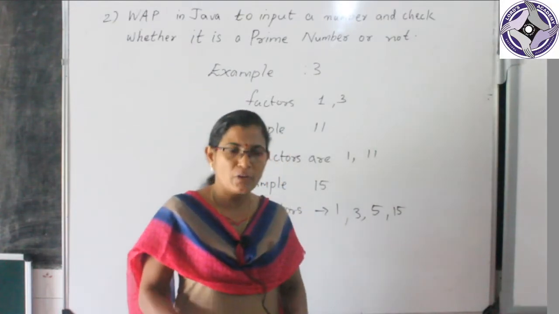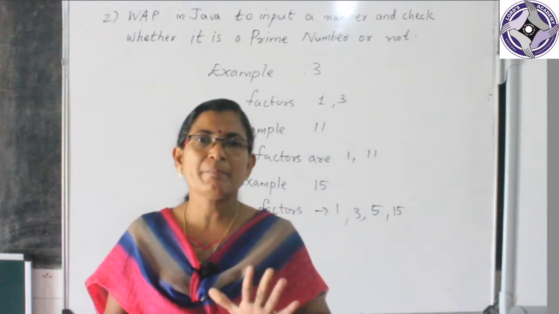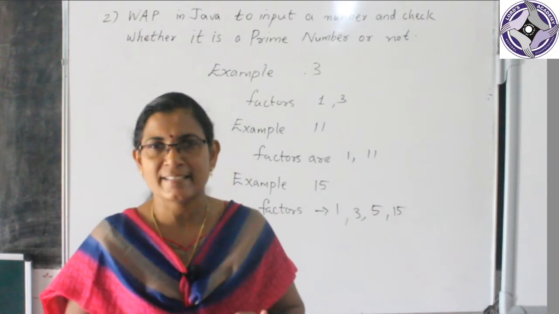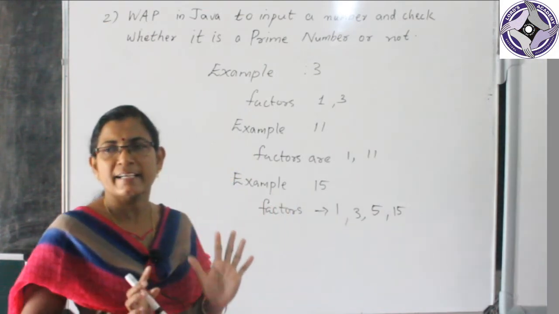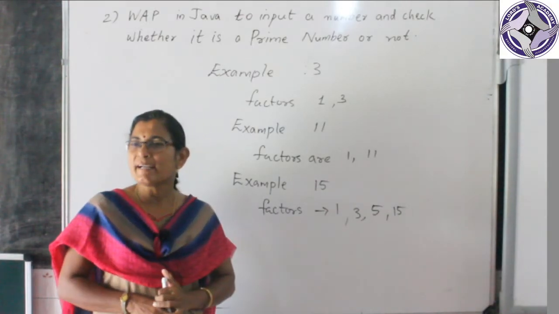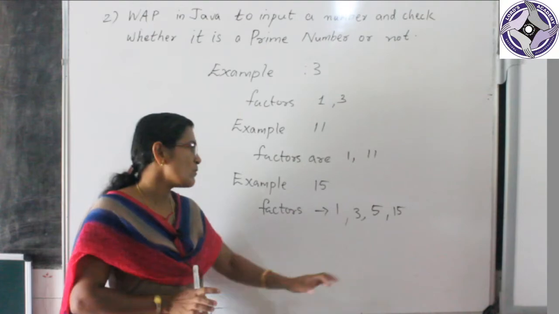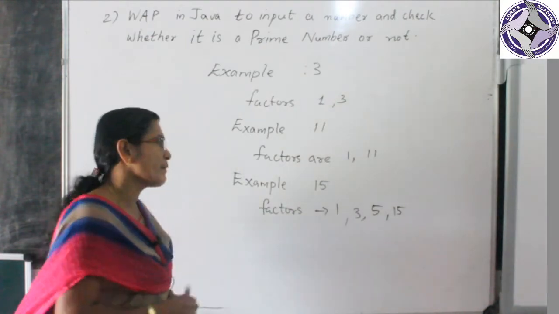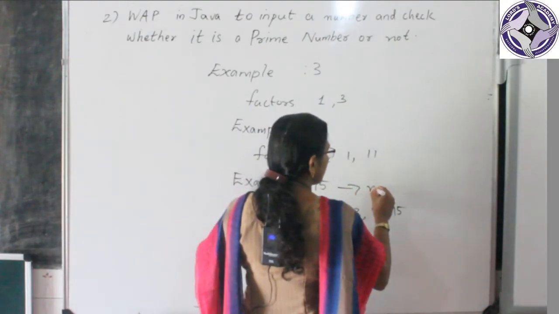What's the definition for a prime number? A prime number has only 2 factors, 1 and that number itself. It will not have any other factors other than 1 and that number itself. So 15 is not a prime number.